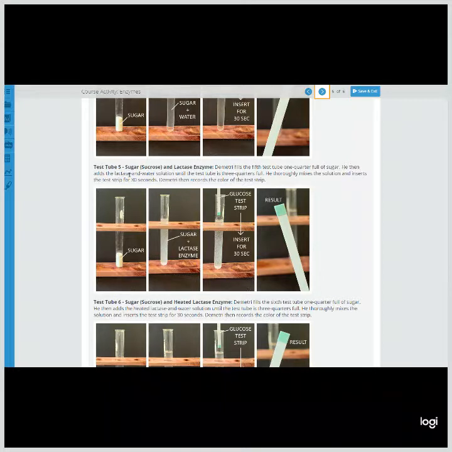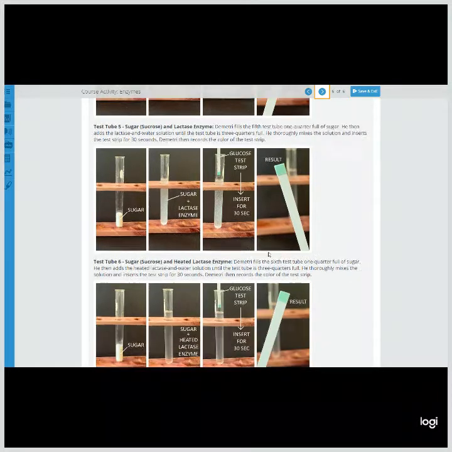Test tube number 5, the sugar with the lactase enzyme water. So we have the sugar mixed with the lactase enzyme water and swirled, mixed around. Put the glucose test strip in there for 30 seconds. Is there a color change from there? You be the judge of that one. If you don't see there's much of a color change, then count it as negative, no glucose present. If you do think it was positive, then you can put positive, but take a close look. If you don't see much of a color change, go with negative.